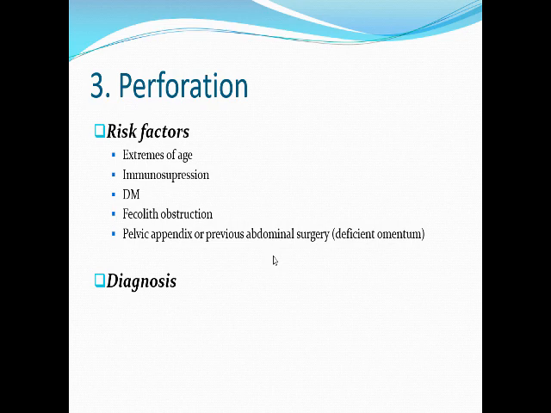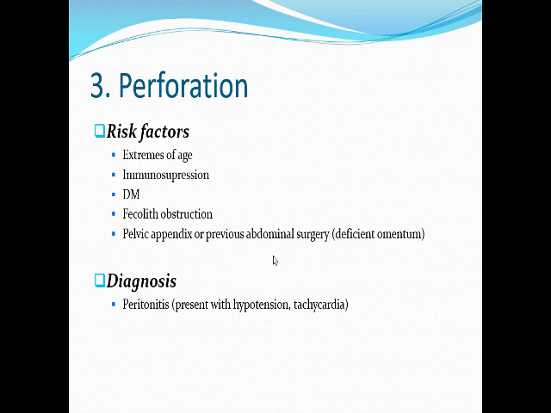How are you going to diagnose? It will give the clinical picture of diffuse peritonitis. The clinical picture differs from appendicitis. The pain, the tenderness, the rigidity and the rebound tenderness become diffuse all over the abdomen, not only in the right iliac fossa. Also, the patient is severely toxic.